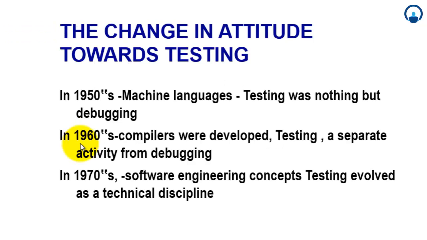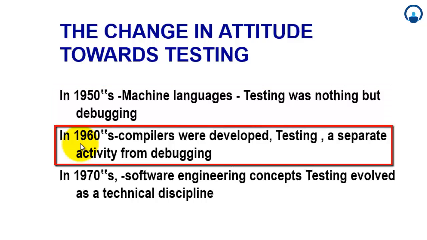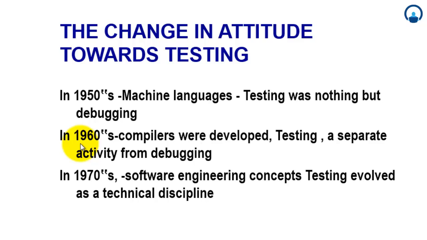The change in attitude towards testing. There was a growing concern about the quality, but what was the attitude towards software testing? In 1950s machine languages, testing was nothing but debugging. In 1960s, compilers were developed. Testing a separate activity from debugging. In 1970s, software engineering concepts, testing evolved as a technical discipline. Over the last 2 decades, the attitude towards software testing underwent a major positive change, and there has been an increasing focus on better, faster, and cost-effective software.